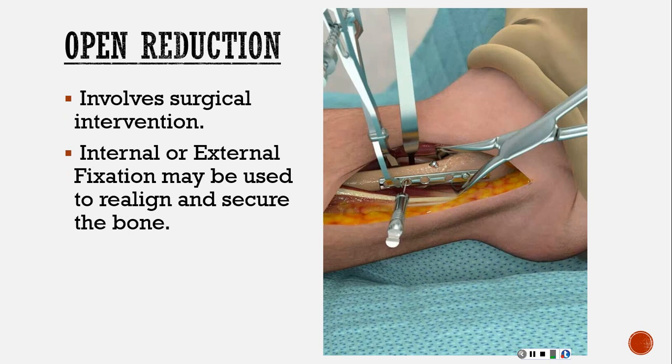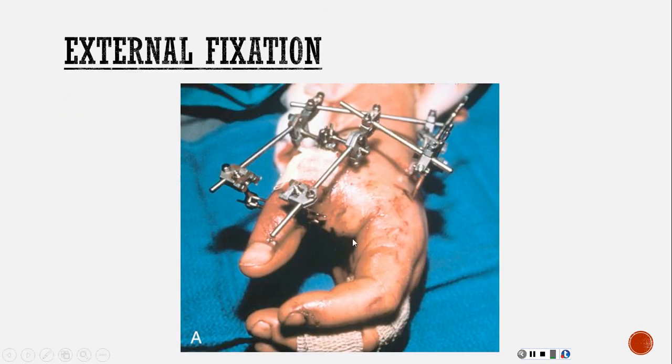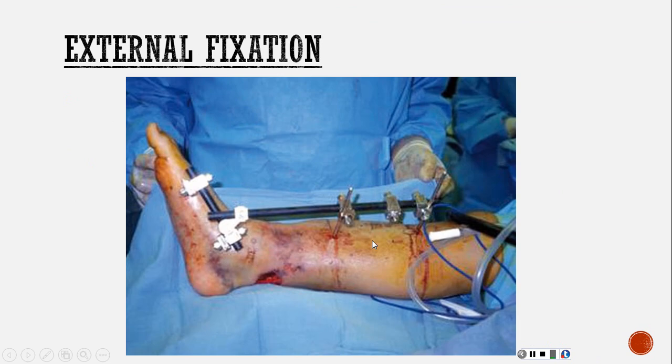There's your open reduction. There's your external fixation. Now again, this is doing the same thing as the internal fixation. We just have the rod outside. Okay, so they didn't put the plate or the hardware inside. The hardware is outside. We have skeletal pins that are inserted, and that's the way we can keep that immobilized and in place.